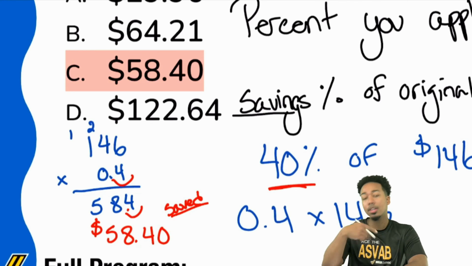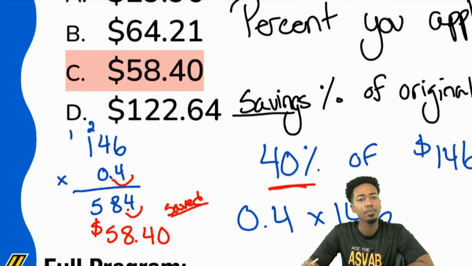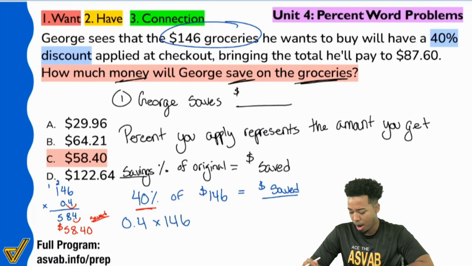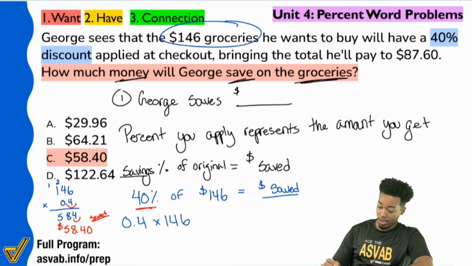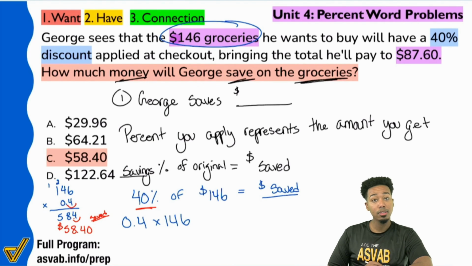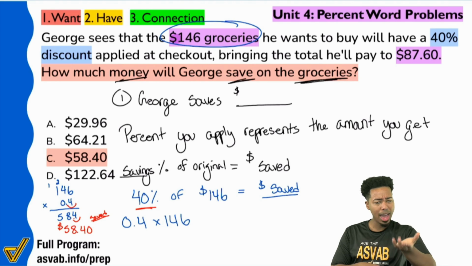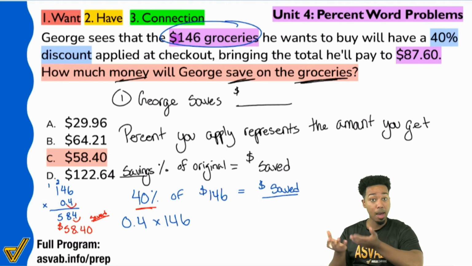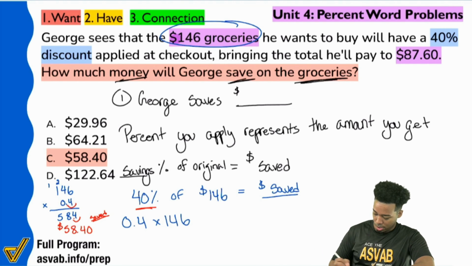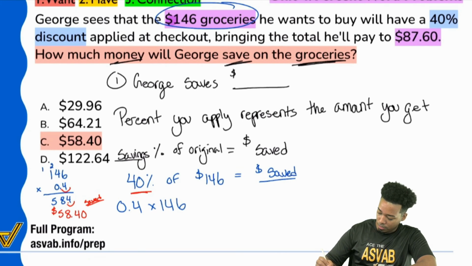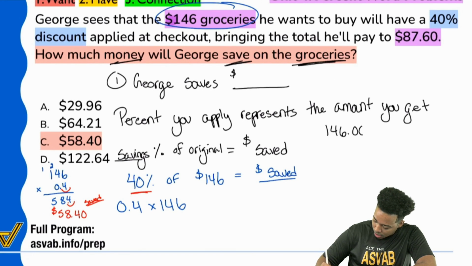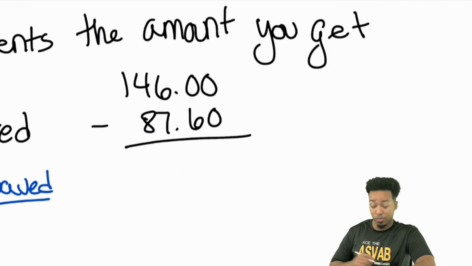But wait, let me show you the really, really easy way to do this one. Because if you notice, the problem told you, well, okay, guess what? Here's the original amount. Here is the amount that you paid. So to find the discount, subtract. If this is what you were supposed to pay, but this is what you actually paid, the discount is the gap, right? So if you wanted to, you could have just done this too. You could have done $146 minus $87.60. You could have done it like that.